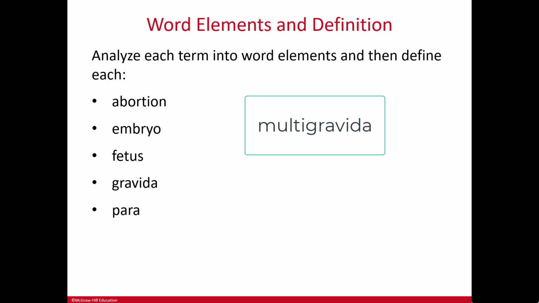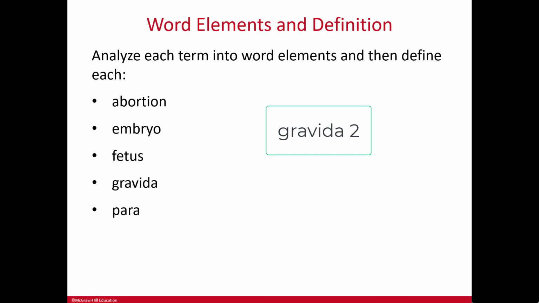You may also see it written as gravida and then number. For example, if it's her second pregnancy, it will be written as gravida 2. Parity refers to the outcome of the pregnancy, or number of deliveries after 20 weeks.